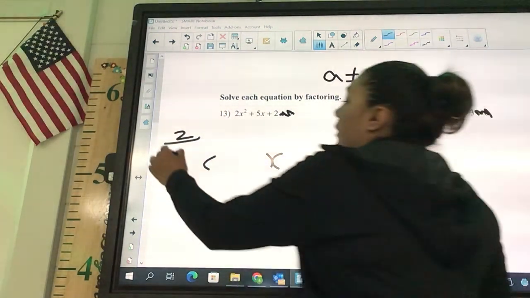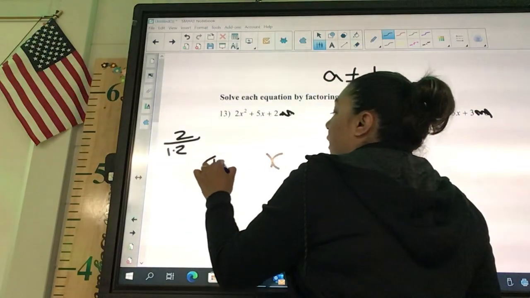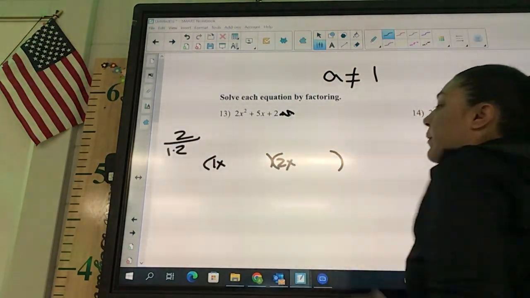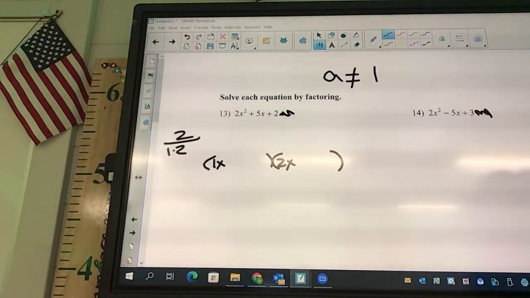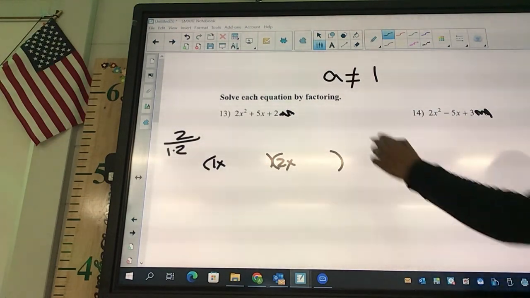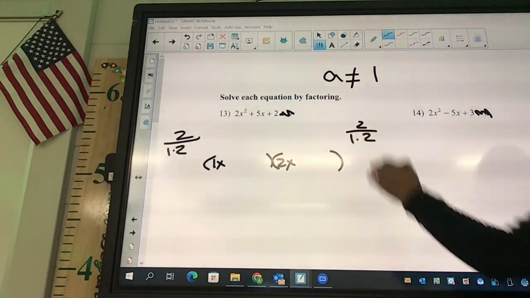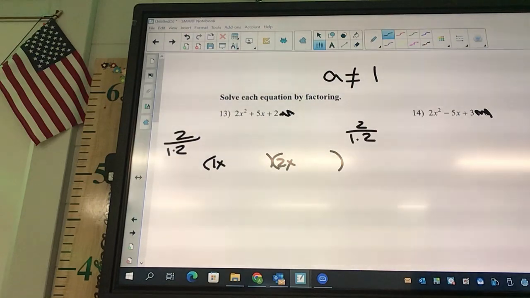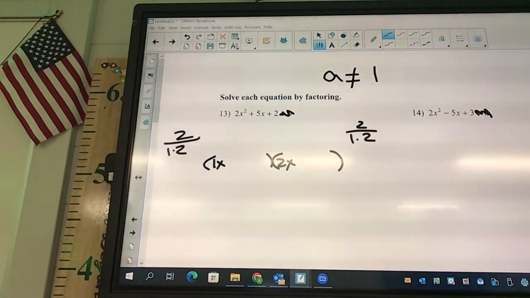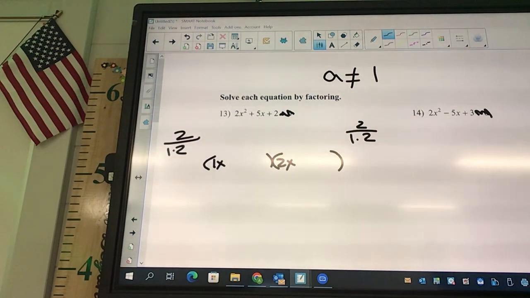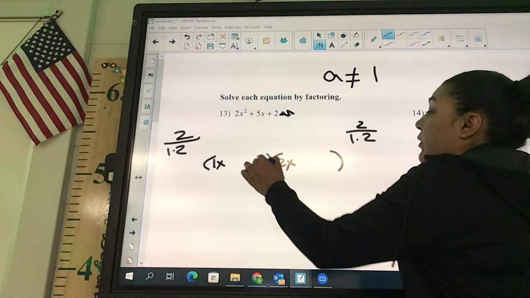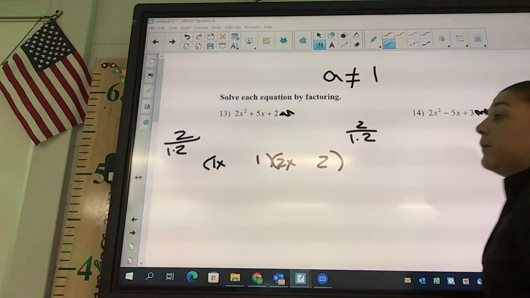Okay, so we got 1 and 2. So we got 1x and 2x. Okay, and then we use the last number, which is 2, and that's 1 and 2. So this one has how many options do you need to check? 2 options, okay? You can say 1 then 2 or 2 then 1. Okay, and what do you want to try? 1 then 2, okay? And we check the what?